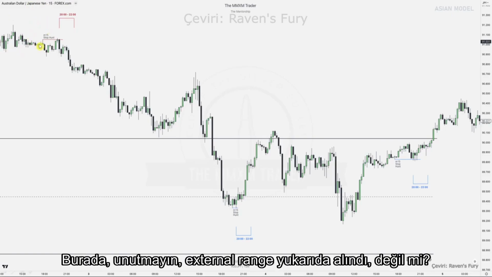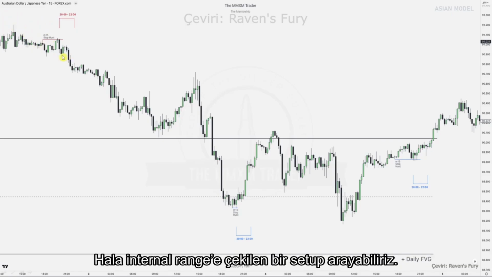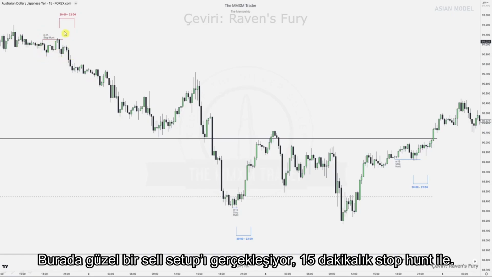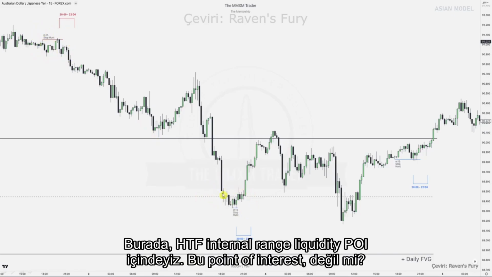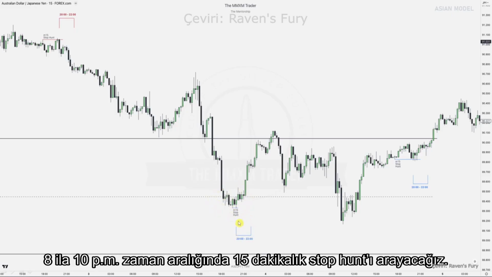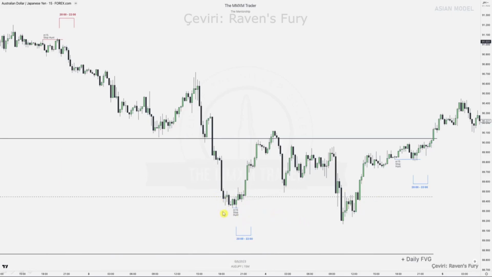So up here, remember, external range was taken up here, right? So we can still look for a setup drawing into internal range. There is a nice sell setup happening over here, right? With that 15-minute stop hunt. Over here, we're in that higher time frame internal range liquidity POI, this point of interest, right? We've got that 8 to 10 p.m. time window where we're going to be looking for that 15-minute stop hunt.